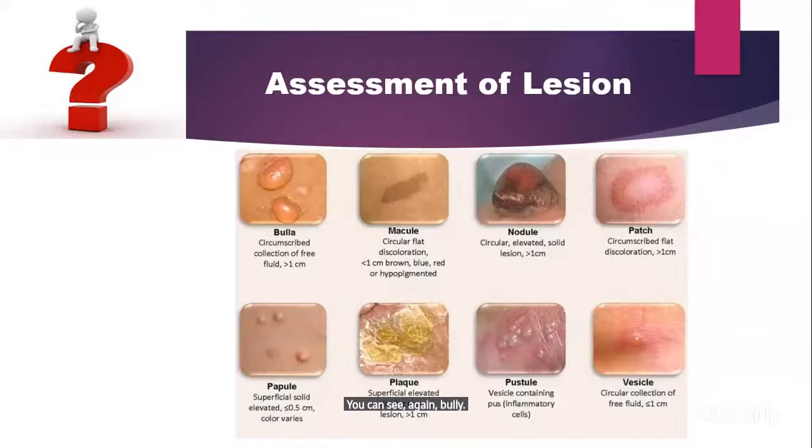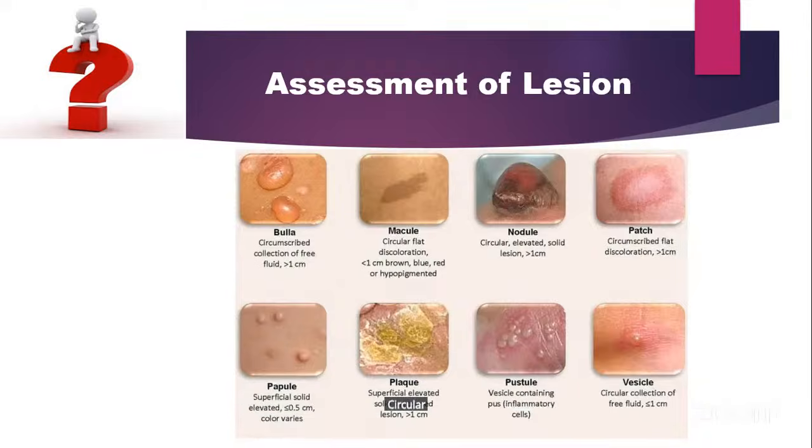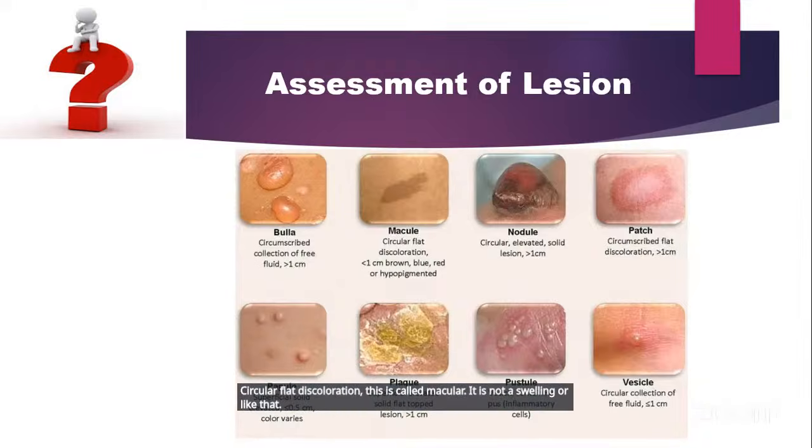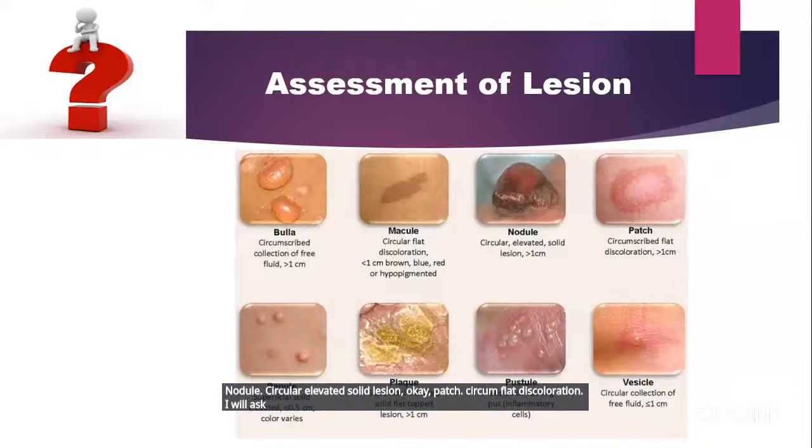So collection of free fluid greater than 1 centimeter is called bullae. Macule. Circular flat discoloration. It is called macule. It is not a swelling or like that. It is a flat discoloration. Nodule. Circular elevated solid lesion. Okay. Patch. Circumscribed flat discoloration. I will ask in the cases itself.